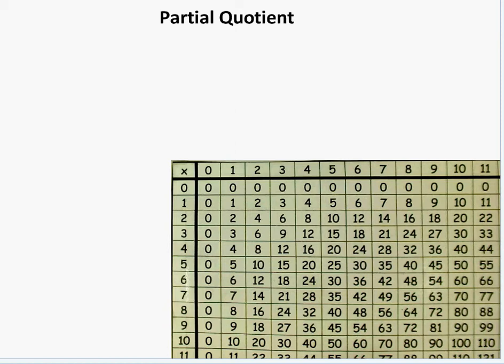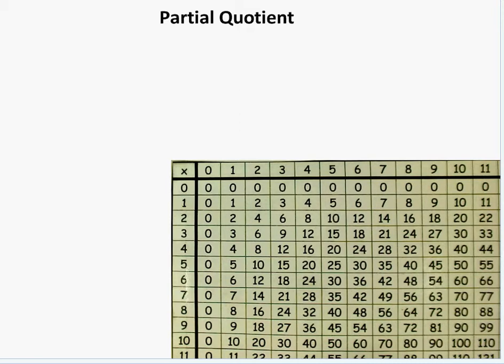Partial quotient is just a method of dividing. And dividing essentially is repeated subtraction, just like multiplication is repeated addition. And I'm going to show you some examples here. The first problem I'm going to show you is a relatively simple one.